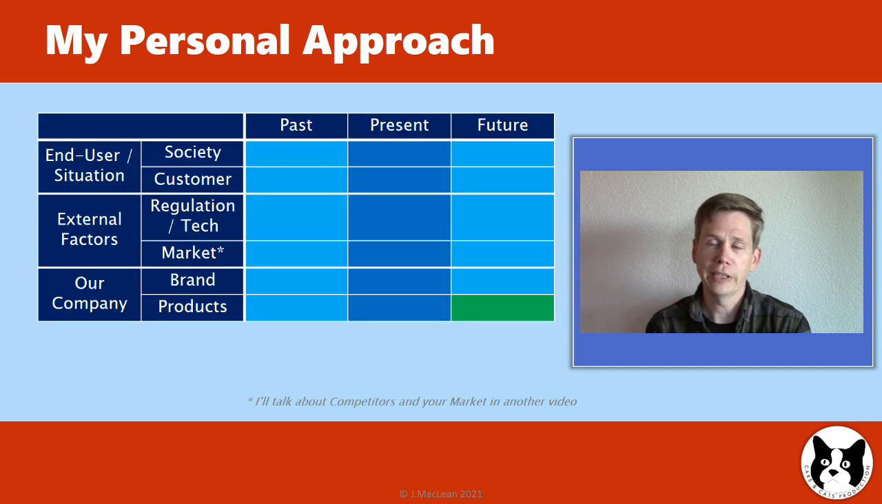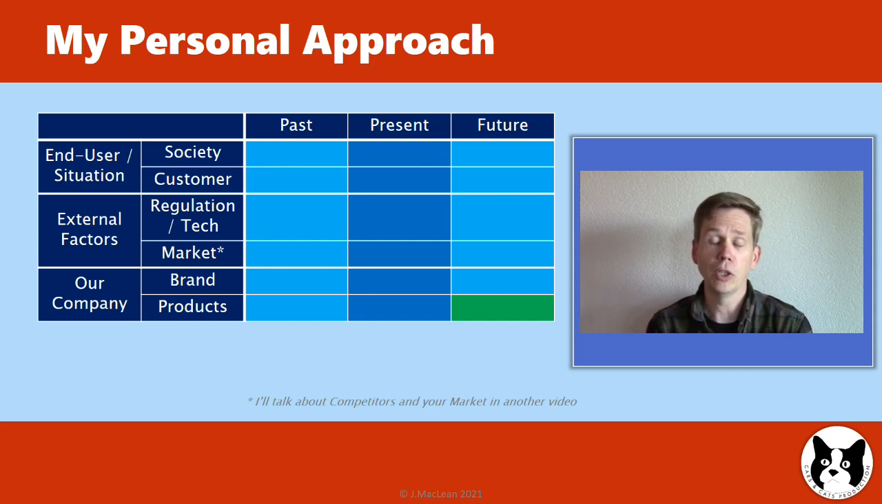So what I have is this kind of simple matrix. I've got 3 time columns and 3 kind of situational columns. So I want to understand the end user and situation. From a big picture point of view, I want to understand what's going on with society, but then I also want to understand the specific customer I'm targeting. I want to understand the external factors, the things I can't control. That could be regulation or technology or some other topic, but big picture, something you can't control. And then something that you can't control, which is much more focused, is the market. And I'll talk about competitors in the market in another video.